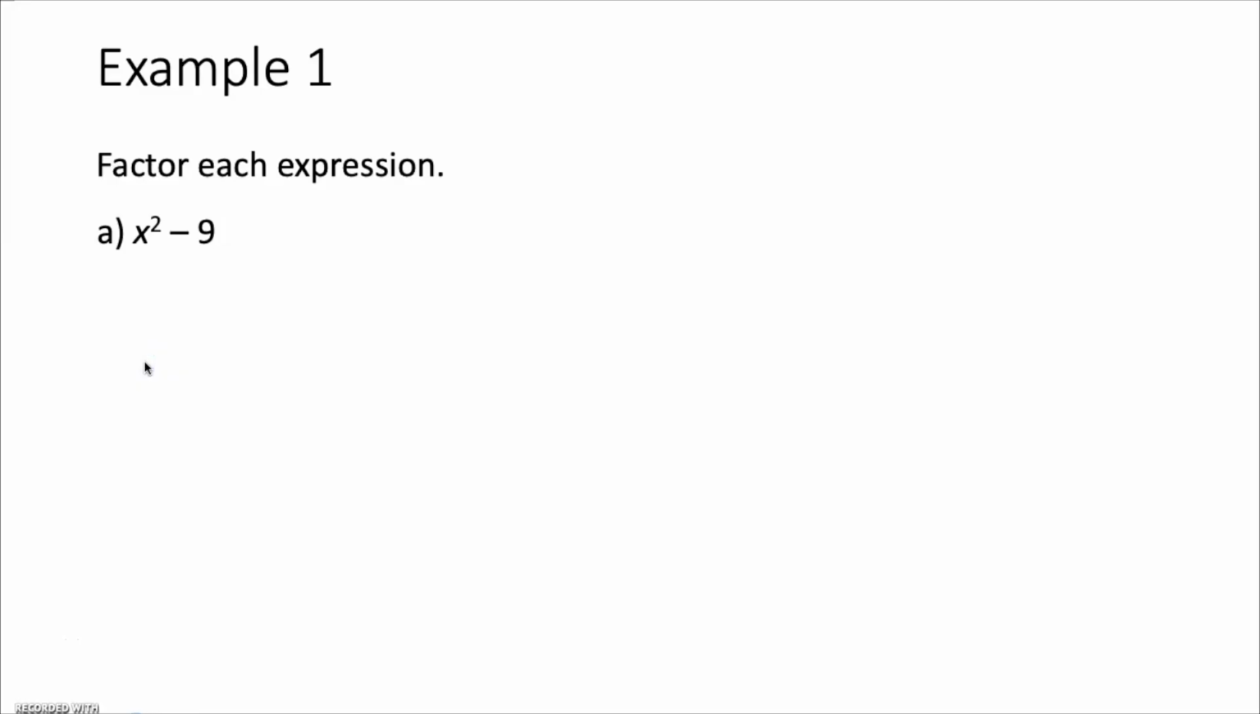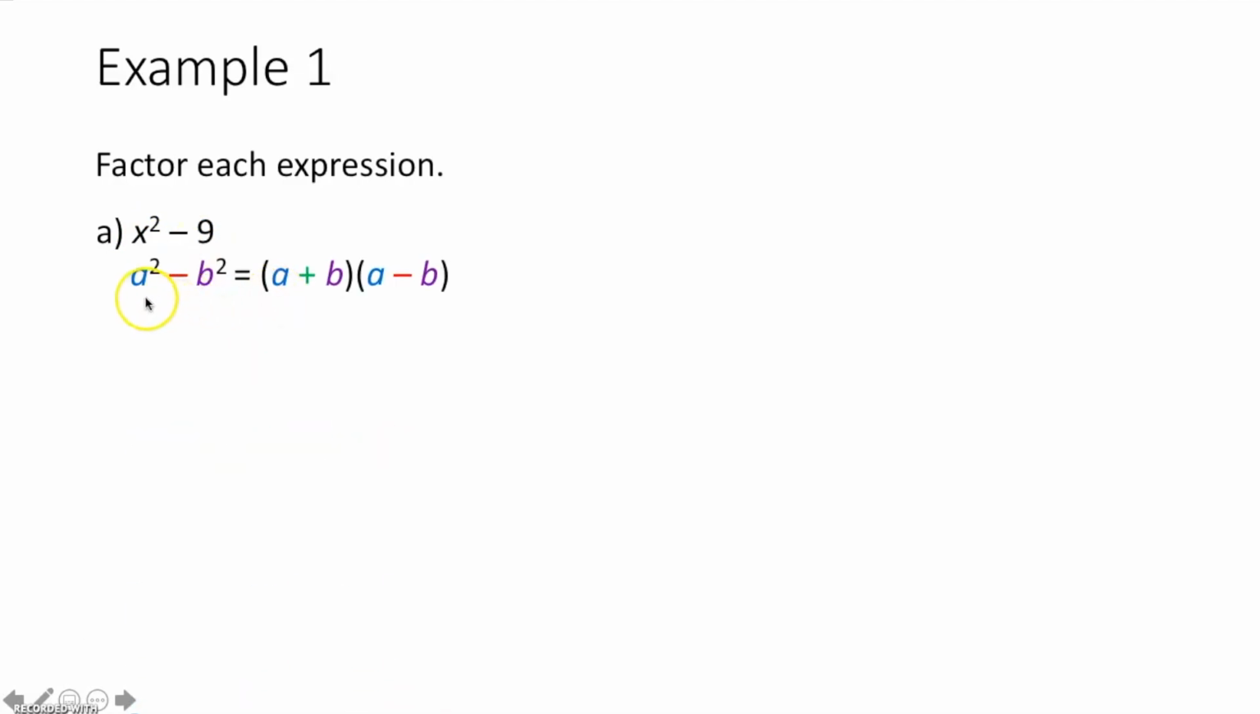First thing we always do when we're factoring, we see if there's a GCF. Is there a greatest common factor we can take out from both of these terms? No. So we move on to the next step. Is it a difference of squares? We have a difference, yes, and we have a binomial, and both of these are perfect squares. Perfect, which means we can use our shortcut.